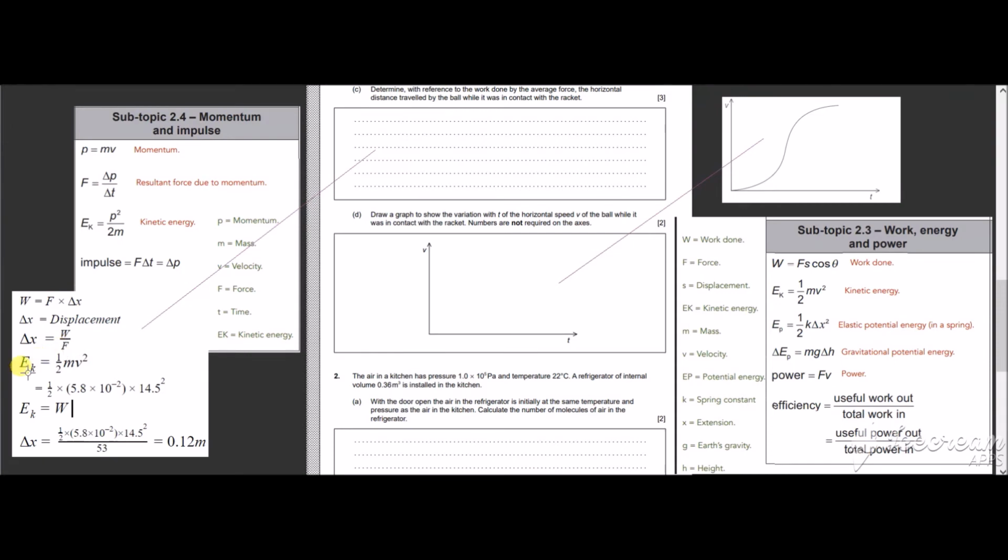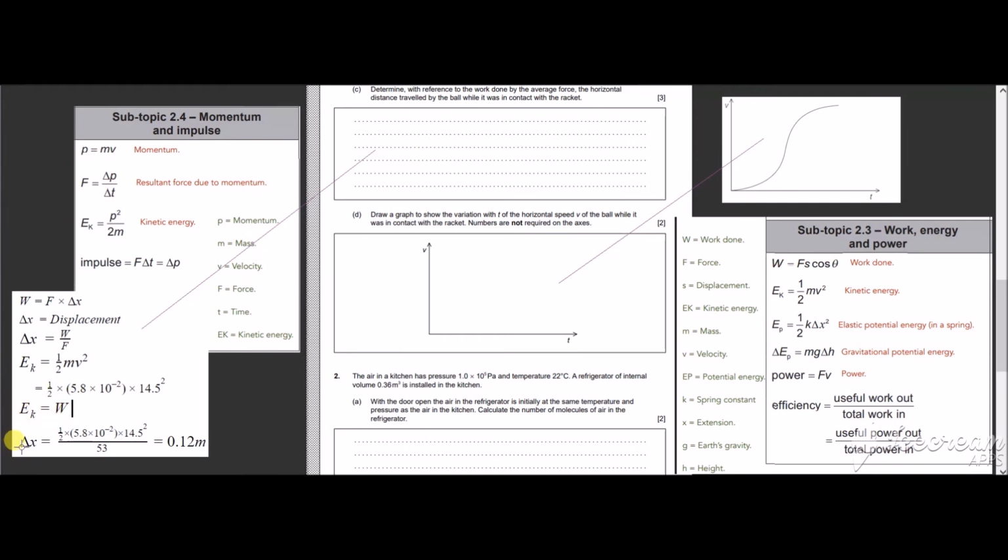And now we will use another equation here. The kinetic energy is equal to half times the mass times the velocity squared. We already have the values for this from the previous question. So you'll have half times 5.8 × 10^-2, which was the mass given in the question, multiplied by 14.5 squared, which was the answer we got for part A. That's the velocity. And now the kinetic energy is equal to the work done.